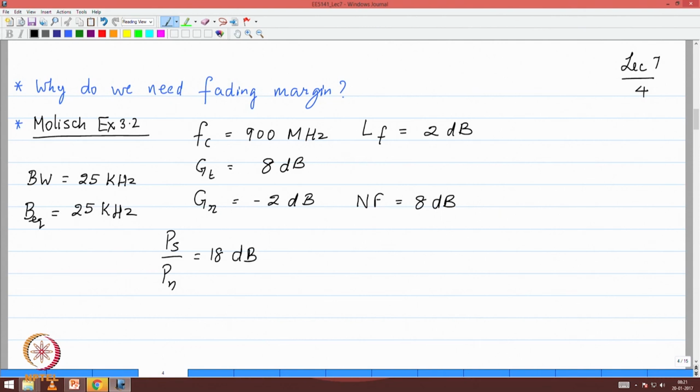PS by PN of 18 dB. And we are asked to use a breakpoint model with a D break of 10 meters. Again, maybe just a quick comment on this. The previous example was 100 meters. Now you may wonder why we take 10 meters. Is it just to check whether we are doing the math correctly? No. When will you get 10 meters?